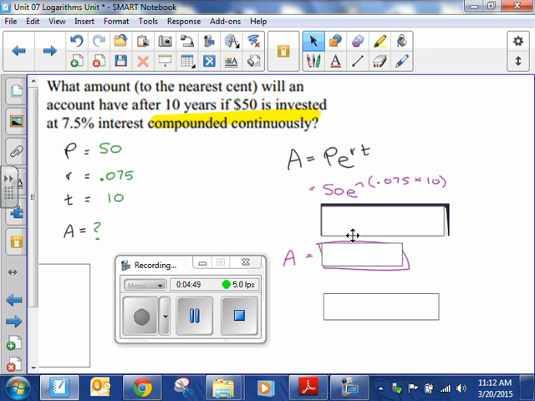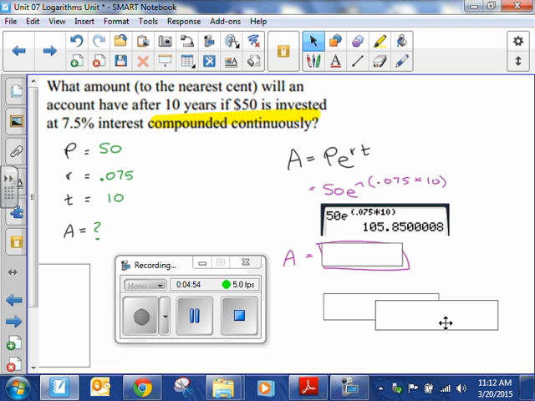50 times e to the 0.075 times 10 is $105.85.